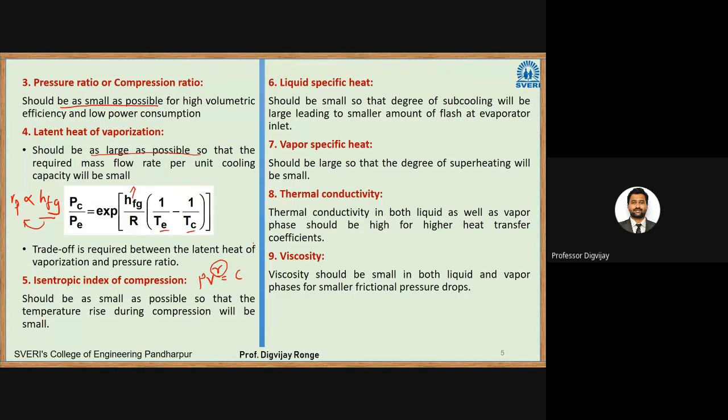Viscosity should be small in both liquid and vapor phases for smaller frictional pressure drops. As the viscosity increases, viscosity means it is an opposition to the flow. So the more the viscosity, the more it will oppose the flow, and that will create a pressure drop inside the evaporator or condenser coils. So viscosity should be small.